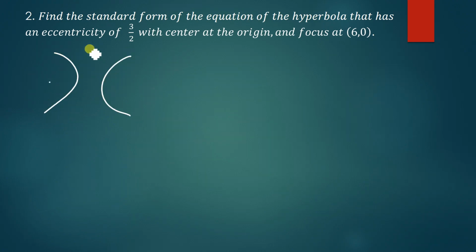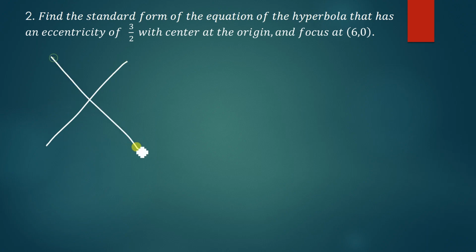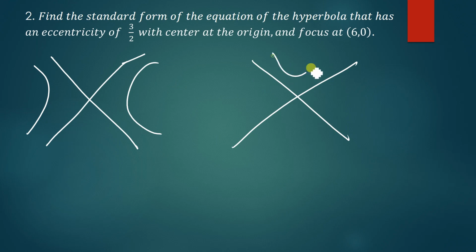So the hyperbola looks like this. I'm just trying to do a sketch here. Sorry for that. Let me draw the asymptotes first. It will look like that, and sometimes you have it in this orientation. Okay, so how do you find the standard form of such curves? Let's see how to do that.